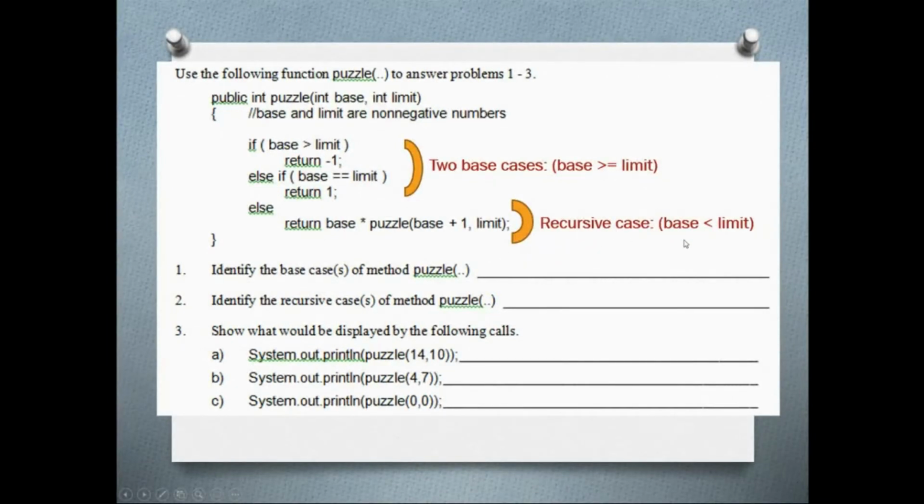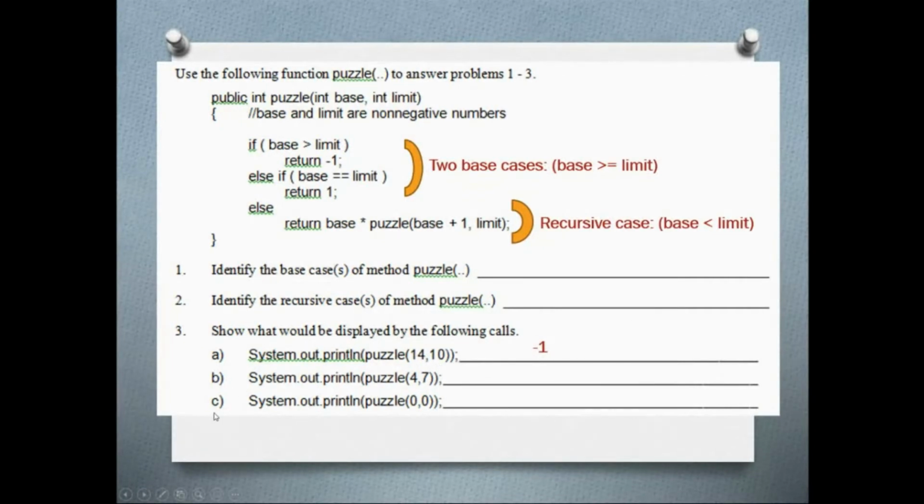So if base is smaller than limit, so the first number is smaller than the second number, we are going to calculate recursively. So we're going to have more steps. Okay, now let's see. If the first number is bigger than the second number, that means base is greater than limit, so that's the base case. Actually, the first base case, so it will return -1.